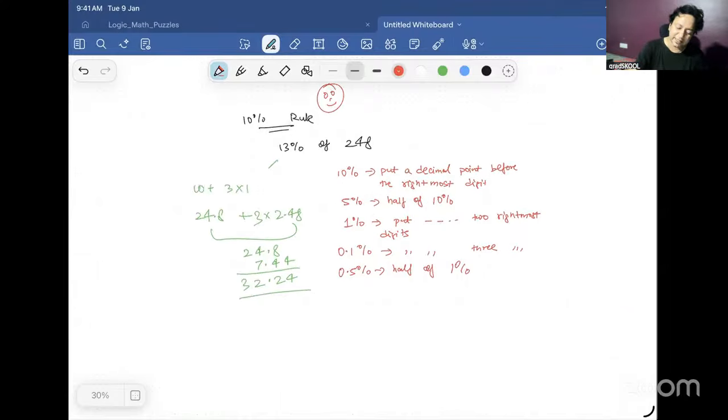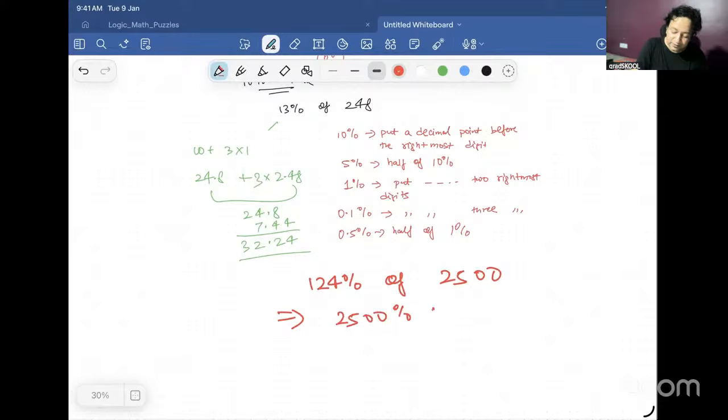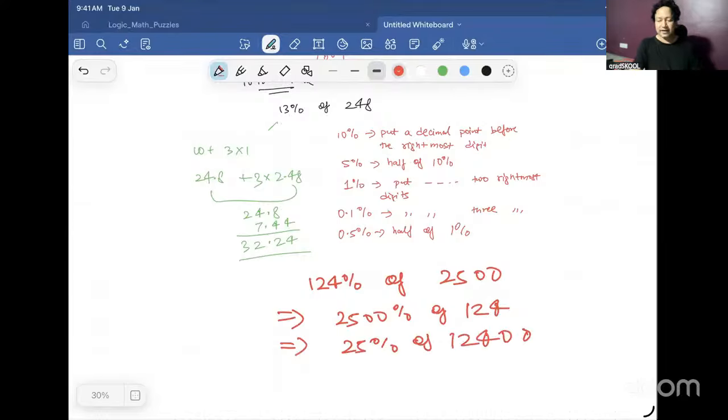Now, what Rudrakshi is asking, I'll just do that. She says 124% of 2,500. In this case, what can I do? Listen very carefully. So 2,500% of 124, the intermediate step, and then 25% of 12400. It's the same thing, and we have solved it. So 1 by 4 of this is how much? 3,100, and that's the answer. Is that clear, Rudrakshi? And everybody else?